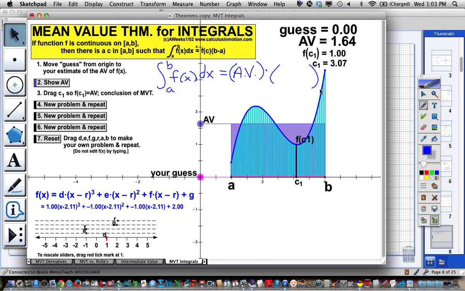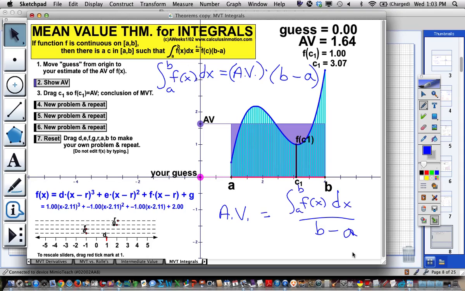What's the width of the purple rectangle? Well, a to b, but I can't write a to b. B minus a, yes. The width of the purple rectangle is b minus a. Okay, so now, to find my average value, all I have to do is divide both sides by b minus a, and there's our formula. So under the average value of a function, it is simply that right there.